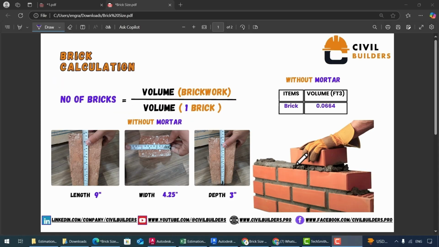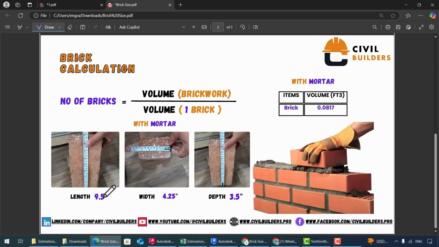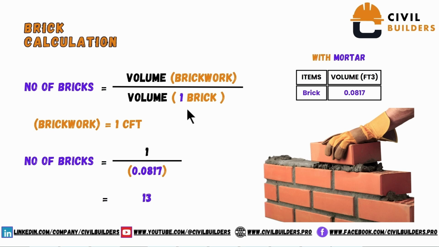On site, we have to apply mortar between the different bricks to interlock them. This mortar is basically a paste of cement and sand and water. After applying this mortar, the length and width increase from 9 to 9.5 inches, and the depth increases to 3.5 inches. The new volume for the brick is 0.0817 cubic feet. After applying the mortar, the number of bricks in 1 cubic feet reduces from 15 to 13.